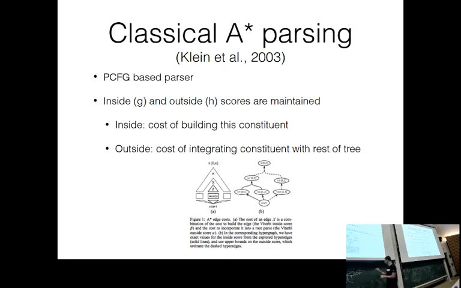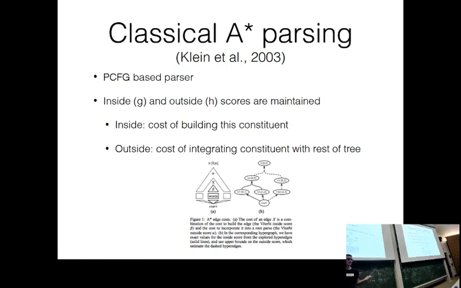So if you had a node that was like NP goes to dex, the inside score is the probability of this node. And the outside score is the probability of attaching this node to the rest of the tree. So you would have S goes to NP, VP say. And the outside node would be this probability.